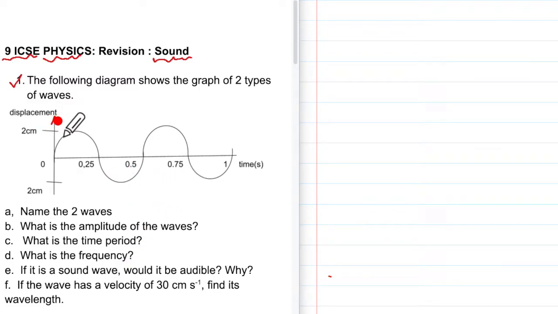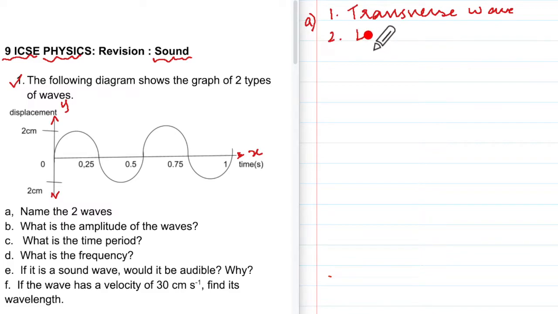So here we have the displacement graph. This is along your y-axis and the time is along x-axis. Name the two waves. Now this type of graph is for two types of waves. Which are the two types of waves? Number one, it is the transverse wave, and the second one is the longitudinal wave. Both of them are periodic motions, and anytime there's a periodic motion, we get a graph like so. So we finished with A, we come to B.